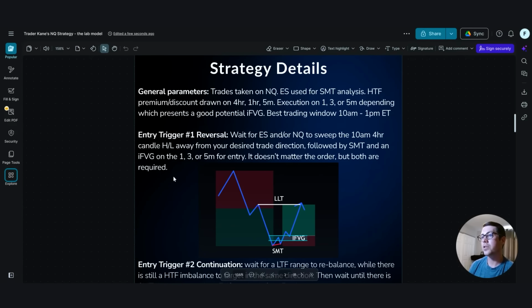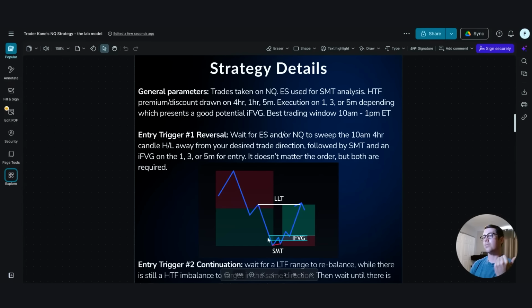And so there's really two types of entry triggers with his model, one of which is a reversal. As you can see here, just to see what it looks like, we have that premium discount that has not yet rebalanced. We expect price to come back up and tag this midpoint. So we look on our lower time frames and try to identify some SMT.